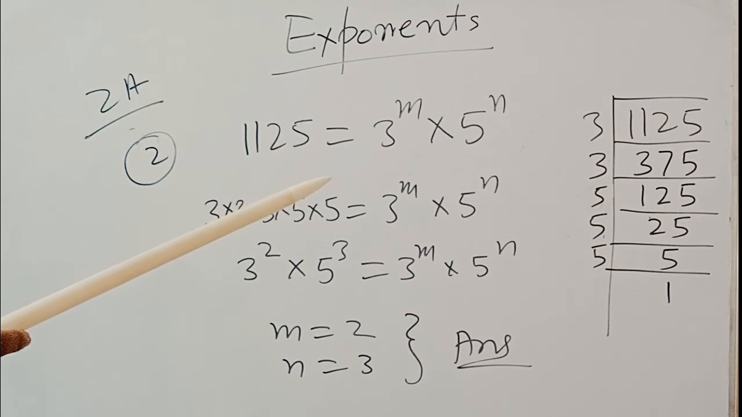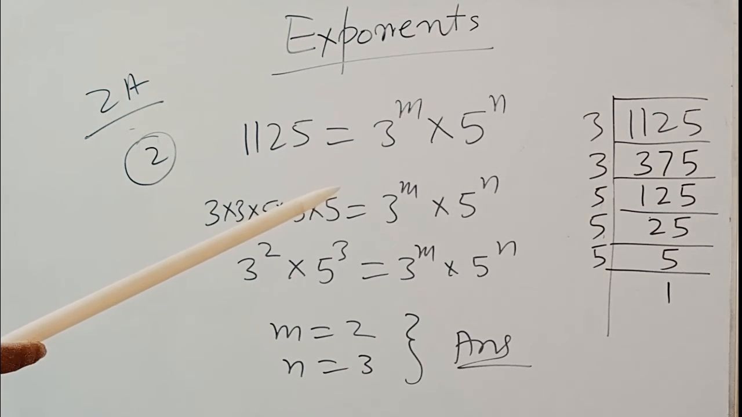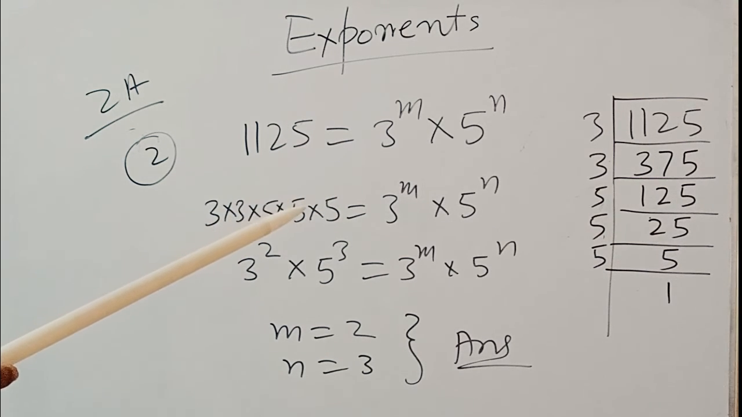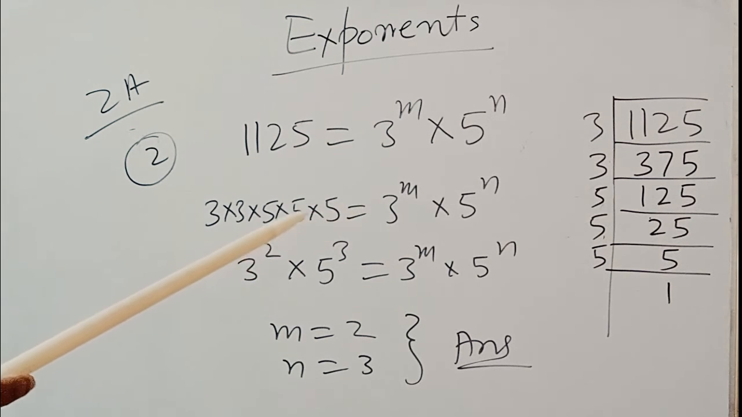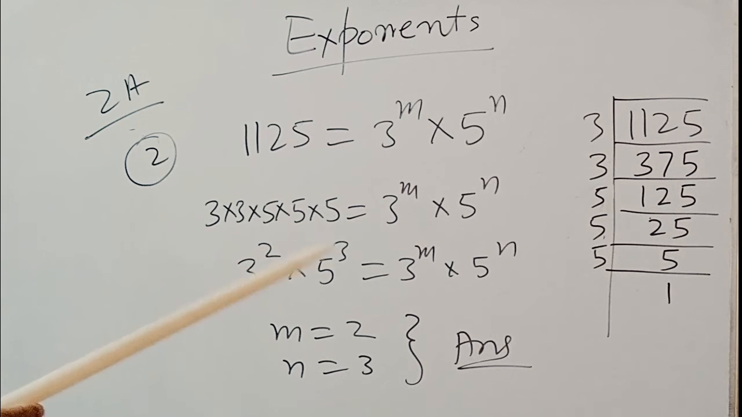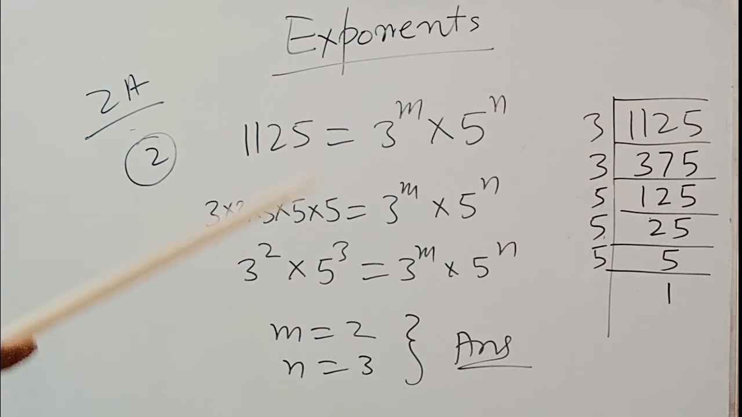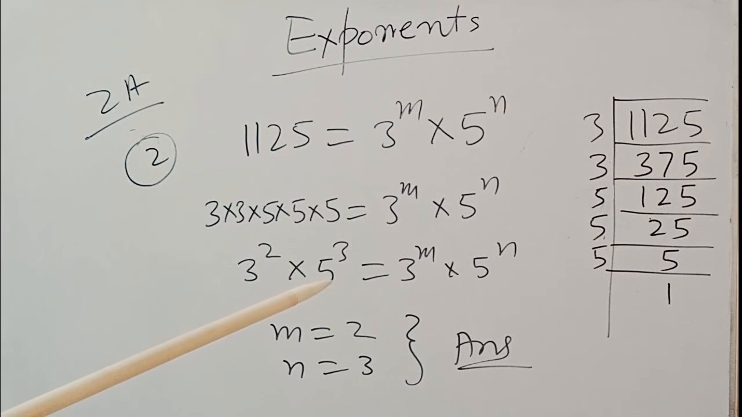3 threes are 9, 3 sevens are 21, and 3 fives are 15. Again we will divide by 3. 3 ones are 3, 3 twos are 6, remainder 1, 3 fives are 15. Again we will divide by 5. 5 twos are 10, 5 fives are 25, 5 fives are 25, 5 ones are 5. So the factors of 1125 have 3 two times and 5 three times.